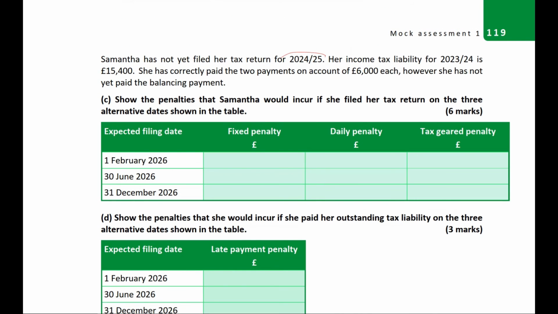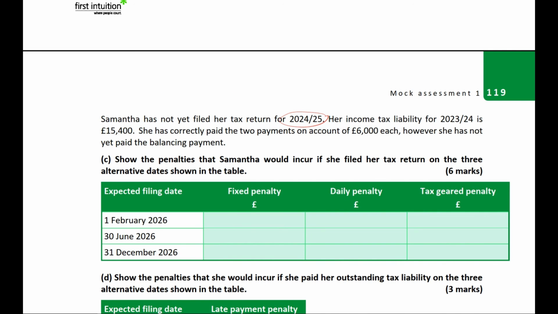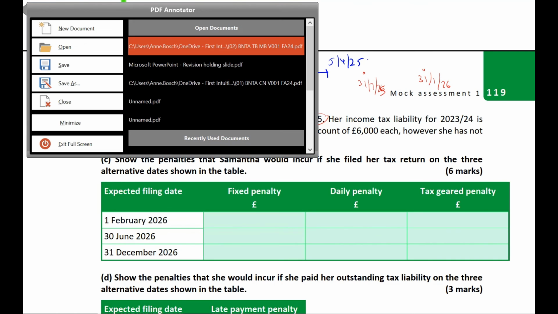She's dealing with her tax return for 24-25, so her balance in payment would be due on the 31st of January of 2026. And if you find the timeline is helpful, then you've got 6th of April 24 through to 5th of April 25, and then you can jot on the various payments on account, one in the year, one after the end of the year, and then one in the following January. So January of 2026 is when the payment is actually due. So let's see when it was made.